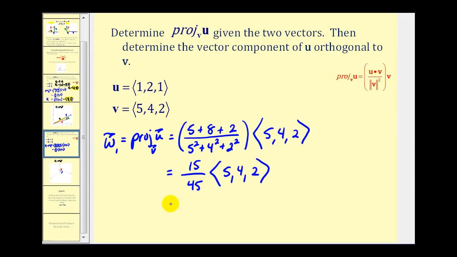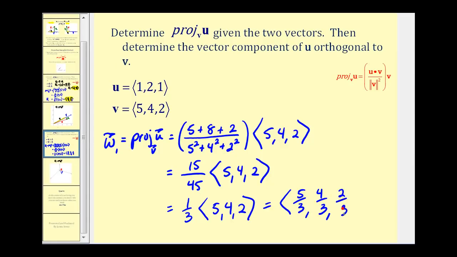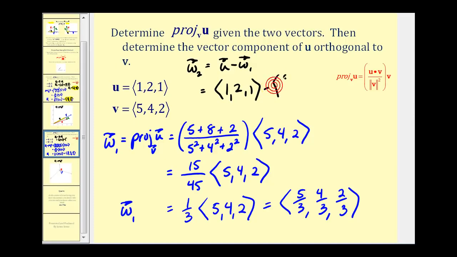This simplifies to 1/3. So this is going to give us 5/3, 4/3, and 2/3. Again, this is the projection of u onto v, which we're calling w sub 1. So now to determine the vector component of u orthogonal to v, we'll call it w sub 2. It's going to be equal to u minus w sub 1. So we're going to have 1, 2, 1 minus 5/3, 4/3, and 2/3.